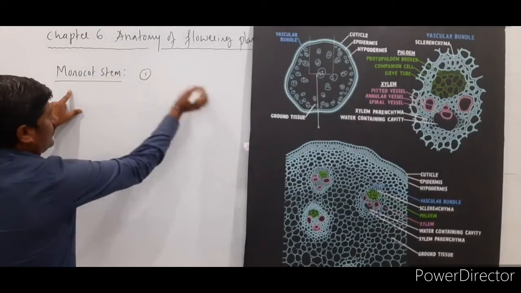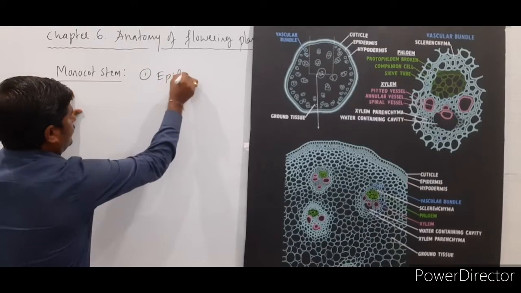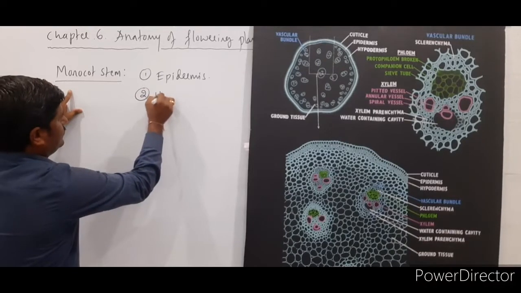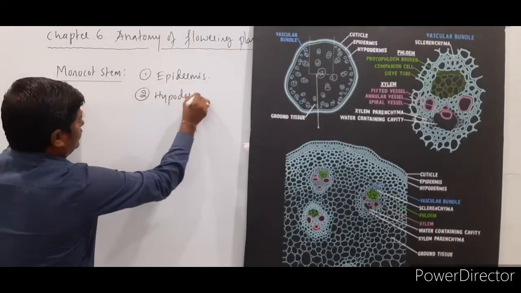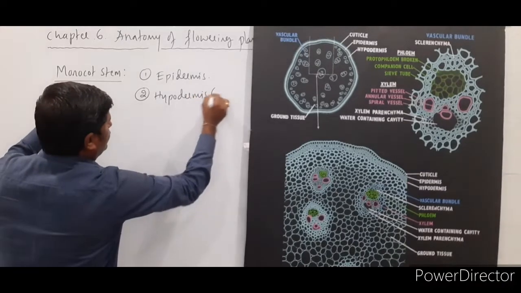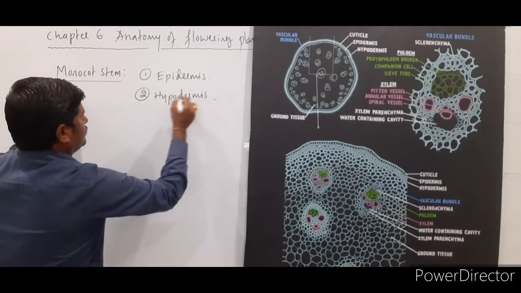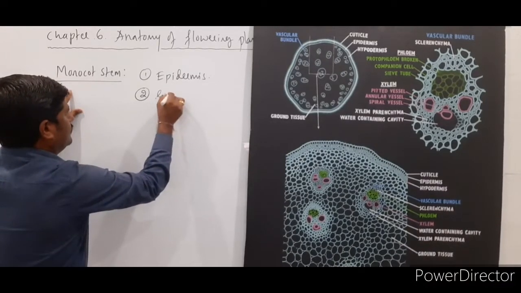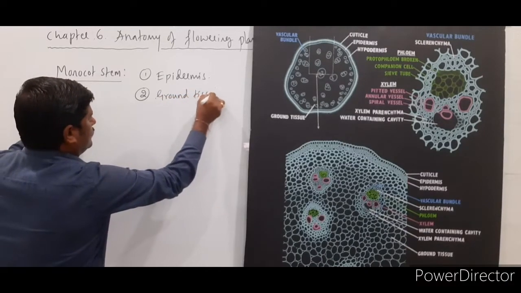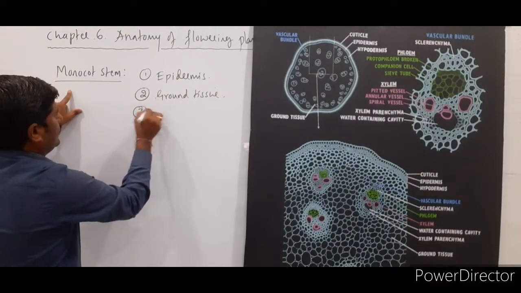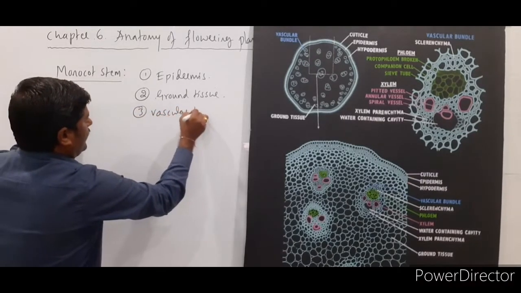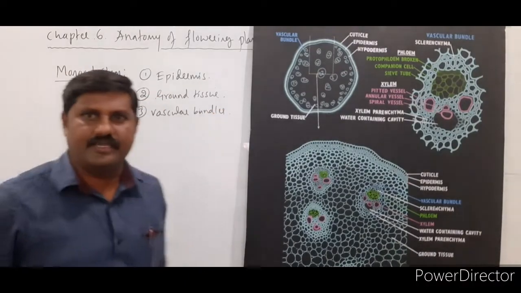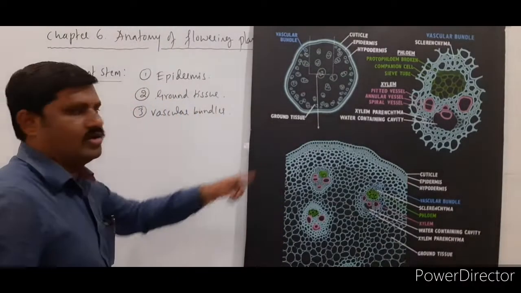Let us see. First one is epidermis, and second one is hypodermis, of course. So it is seen in the ground tissue. So totally we can write here, it is ground tissue, right? And the third one is vascular bundles. These are the three major parts that we come across in the case of monocot stem.